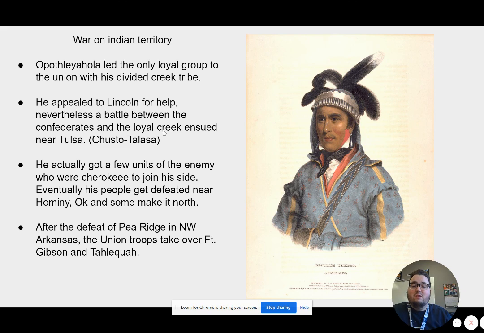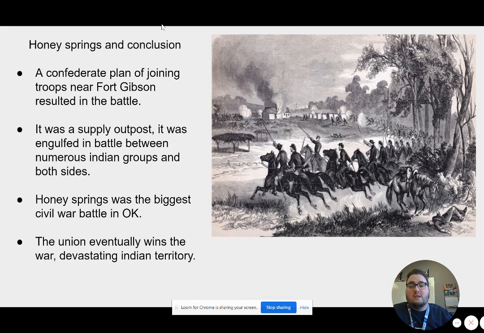After the defeat at Pea Ridge, which is a major battle in northwest Arkansas, the Union troops take over Fort Gibson and Tahlequah, and this is where we get to the Honey Springs battle. A Confederate plan of joining troops near Fort Gibson resulted in battle. The Confederates after Pea Ridge wanted to get back with their troops and eventually make a push into Indian Territory. Fort Gibson, like we had talked about, was a big supply outpost, and it was at the mouth of the Three Forks area, which is the Arkansas, Verdigris, and Grand Rivers. It engulfed a battle between numerous Indian groups.